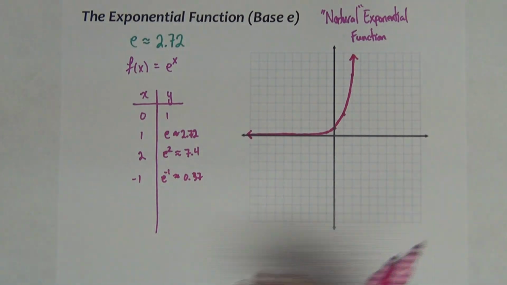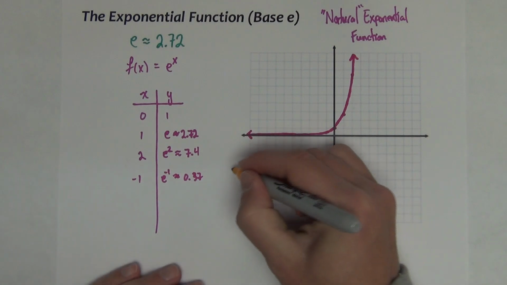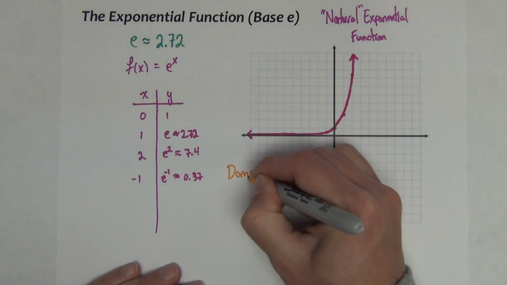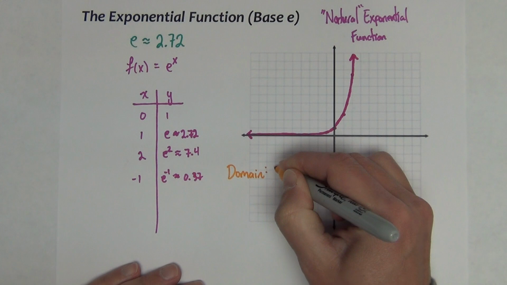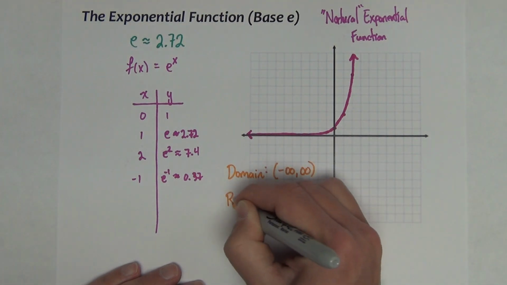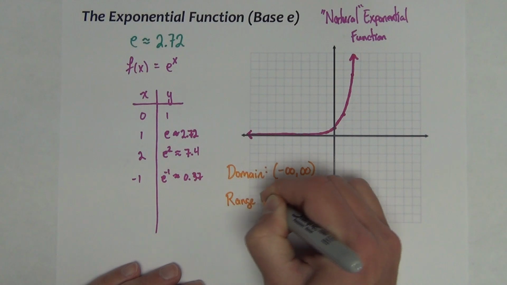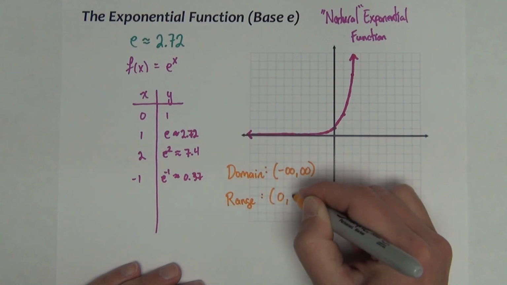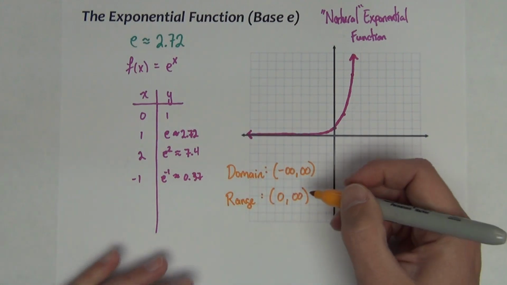But the graph kind of behaves the same way. For this particular graph, its domain and range are the same as the previous one we graphed. Its domain is -infinity to +infinity, or all real numbers. Its range is 0 to infinity.